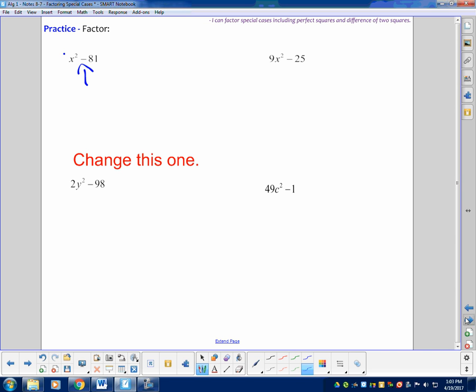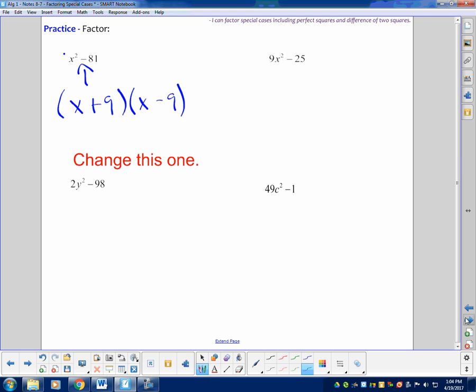All right. This is a difference of two perfect squares. It's got a minus sign and it's got two perfect squares. Here's how we factor it. What's the square root of x squared? x. What's the square root of 81? 9. And so we write this as x plus 9 and x minus 9, and we are done.